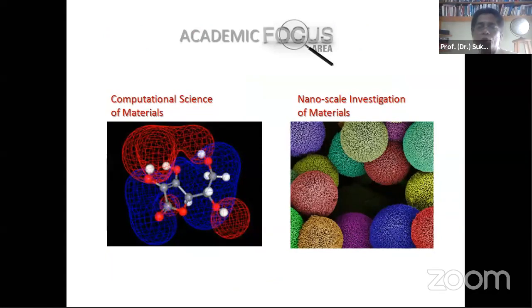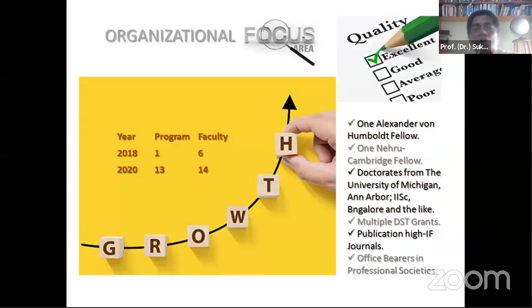As Dr. Ghosh has indicated, and Honorable Vice Chancellor, Sir, underscored, the academic focus of the school and the constituent departments of the school are twofold. In this case, it is computational science of materials, and the other part is nanoscale investigation of materials. That does not mean that we neglect everything else. However, these are what one may call our focus areas. And the organizational focus, there are two aspects of it.